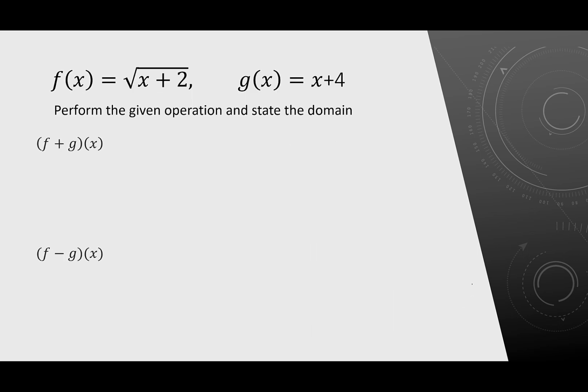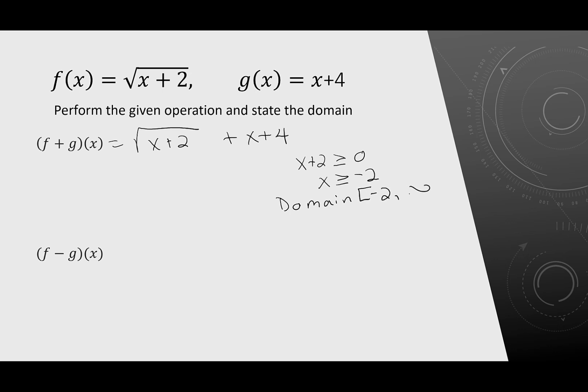This time I have f of x as a square root of x plus 2, and I have g of x as x plus 4. So when I add them, I have the square root of x plus 2 plus x plus 4. I can't combine anything, so I have finished at this point. I do want to pay attention to x plus 2 being under the radical. I set it greater than or equal to 0. That says x is greater than or equal to negative 2. My domain is negative 2 to infinity.